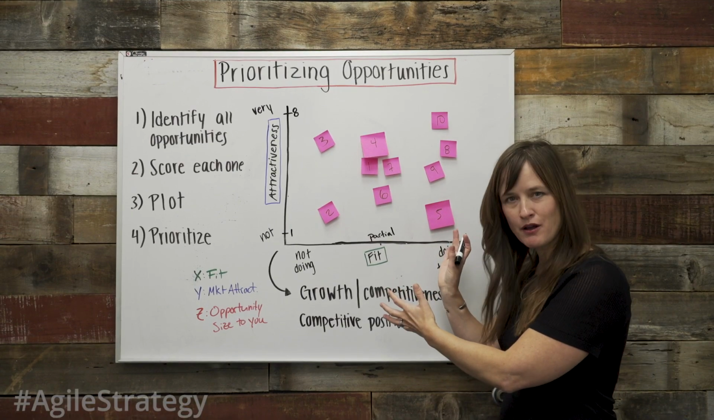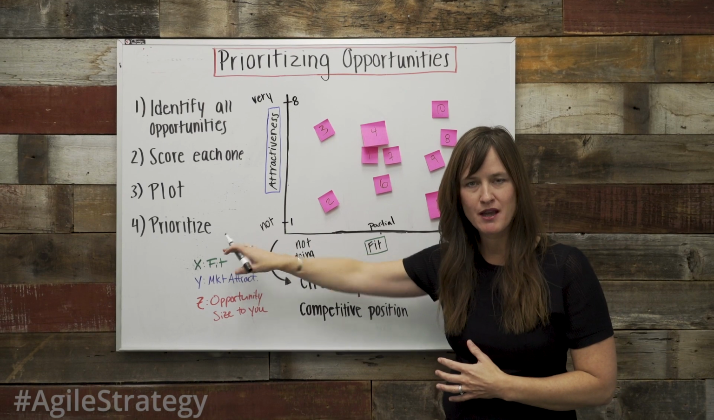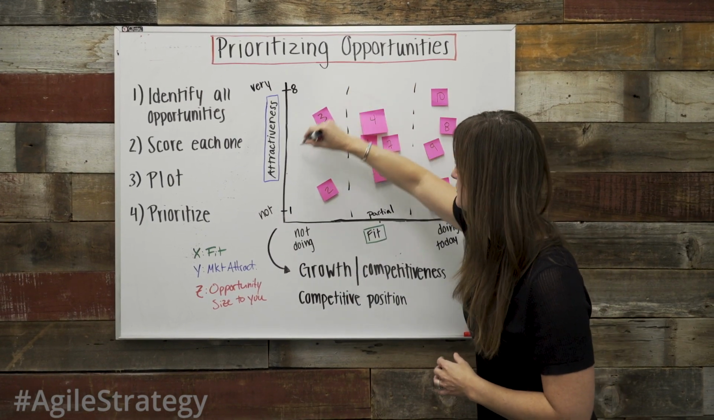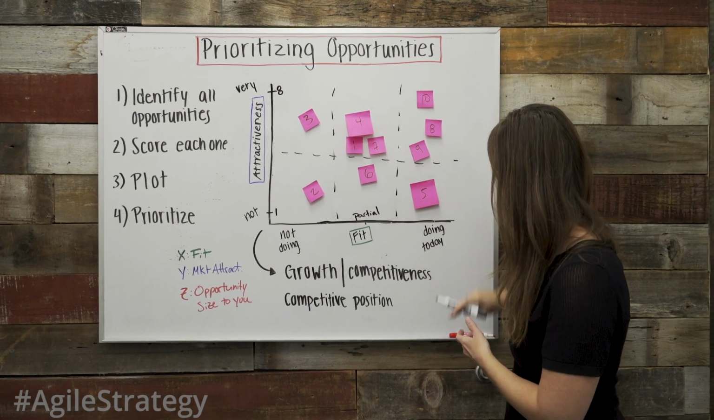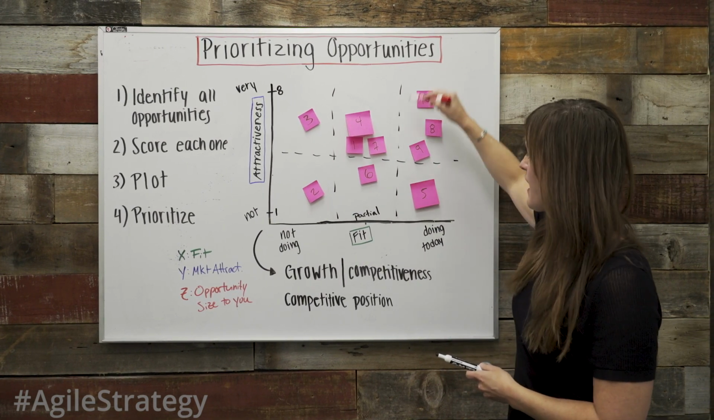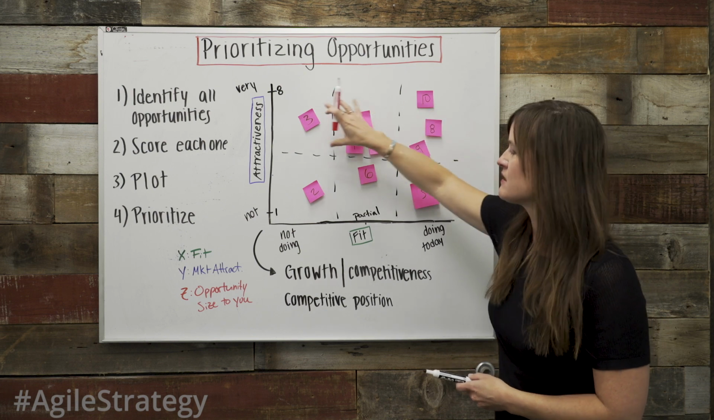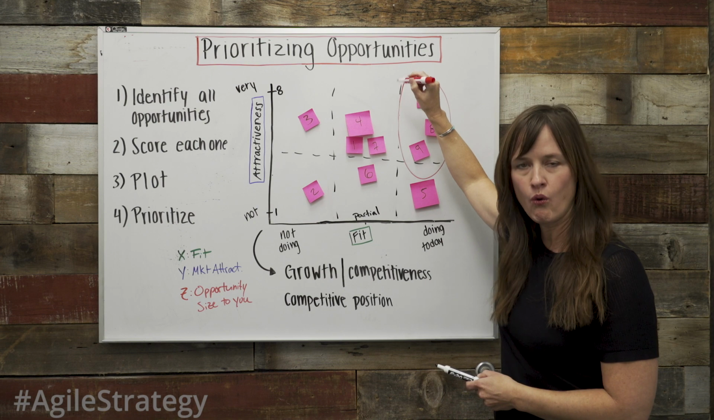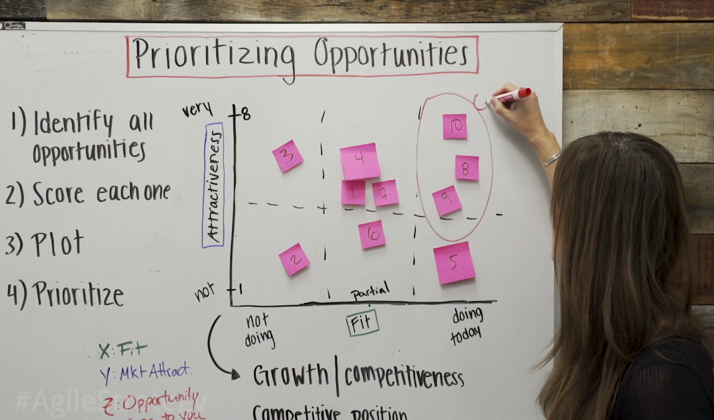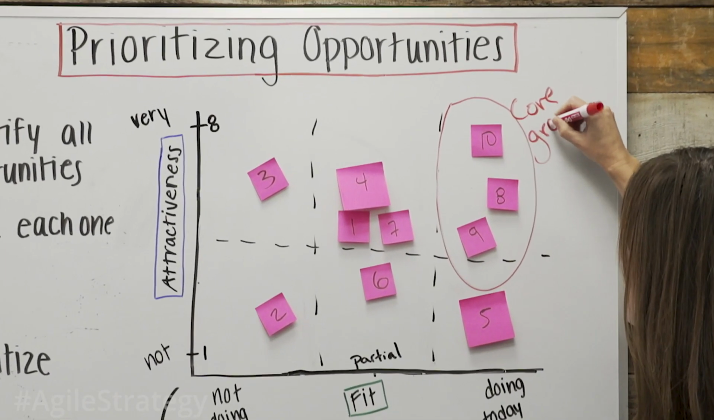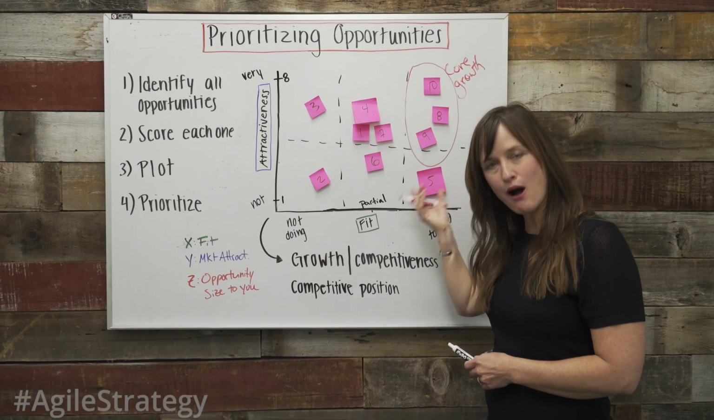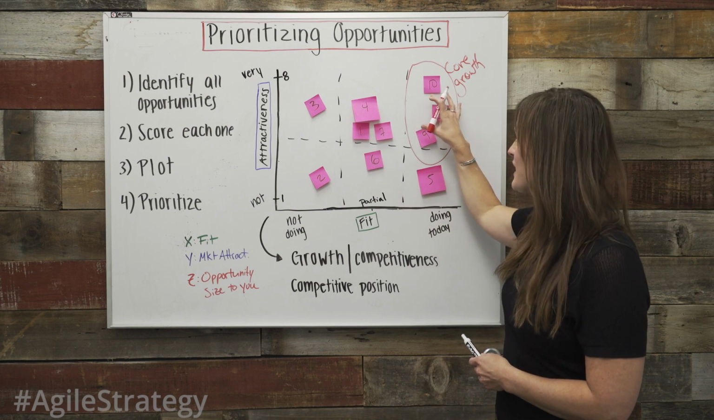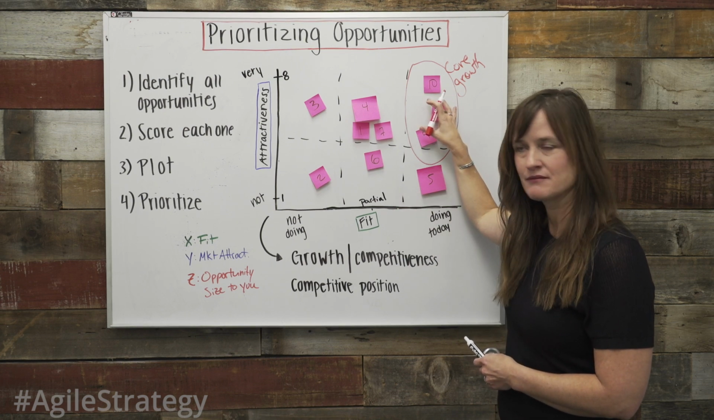So now that you've plotted all your opportunities, it's time to prioritize. Here's how you do it. Everything over here that is highly attractive, doing today, is your core growth strategy. These are your top opportunities to pursue. They're the least risky with the highest potential return.